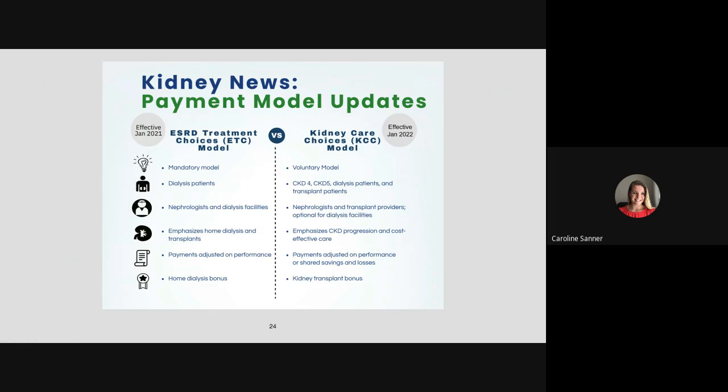On this screen, we have an infographic of the ETC model versus the Kidney Care Choices model. So you do have the effective dates. It tells you when these went into effect. It talks about if it's a mandatory or voluntary model, who the beneficiary population is. Is it just dialysis patients? Is it ESRD patients? CKD patients? It tells you that in the second bullet. Which providers it targets. What is the emphasis? Does it emphasize home and transplant? Does it emphasize progression and cost-effective care? How the payments are adjusted, and then also if there's any financial bonuses involved in the model. That's what the infographic is telling you.